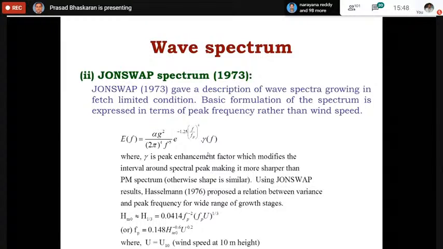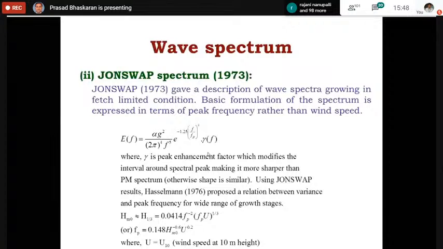So when the direction becomes limited, the energy gets focused to a particular band of frequencies in that particular band of direction, or the directional band. Your frequency band is limited, your directional band is also limited. So what happens when you have that condition is the spectrum becomes more sharp. So the shape of the spectrum changes. So that is the contribution of JONSWAP.